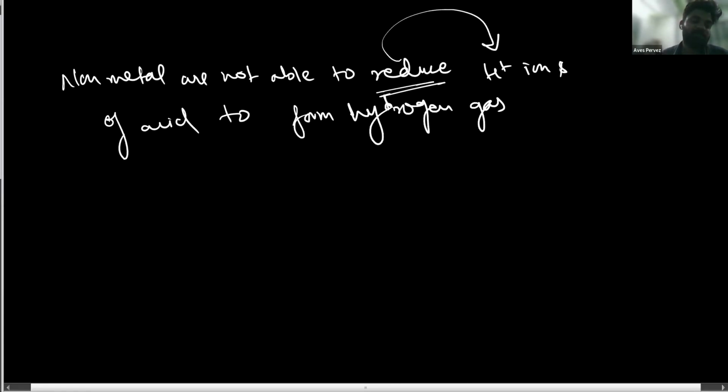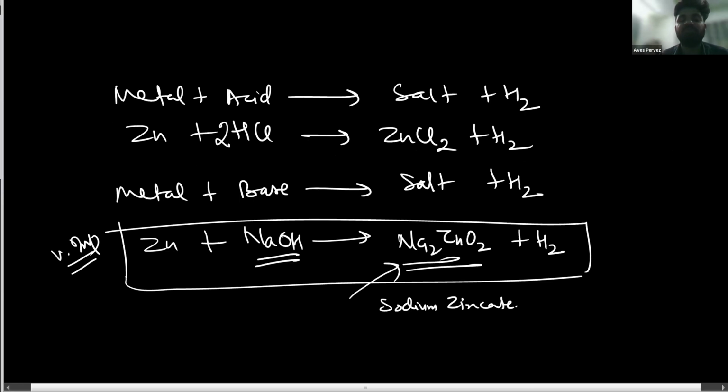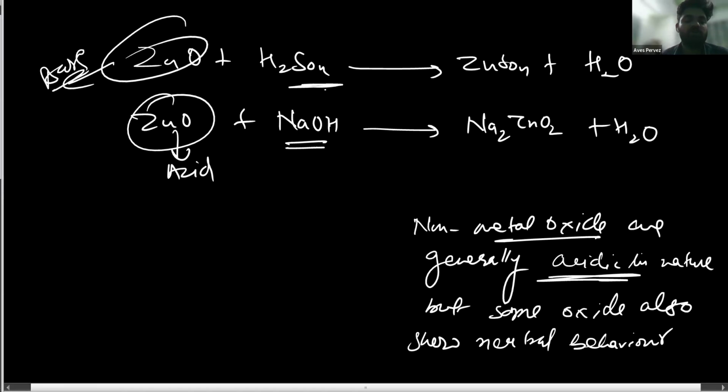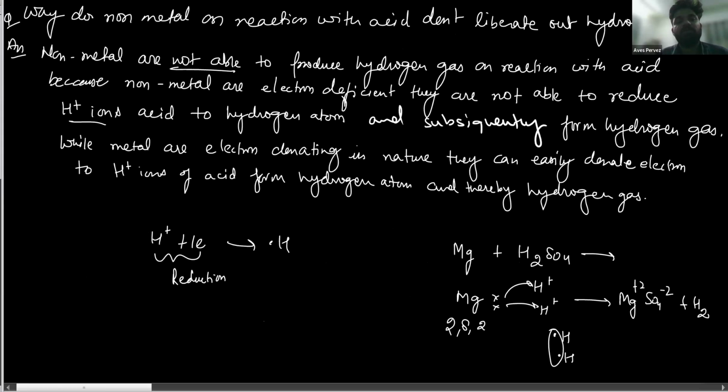So if the question comes in examination that why do non-metals not react with acids, or why is hydrogen gas not liberated when non-metals react with acids, you have to write this answer simply. Let me give you. So this is the question: why do non-metals on reaction with acid not liberate hydrogen gas? The answer for this one is that non-metals are not able to produce hydrogen gas on reaction with acid.